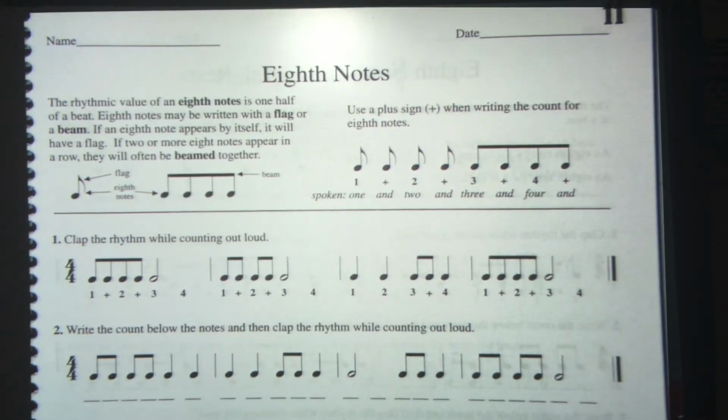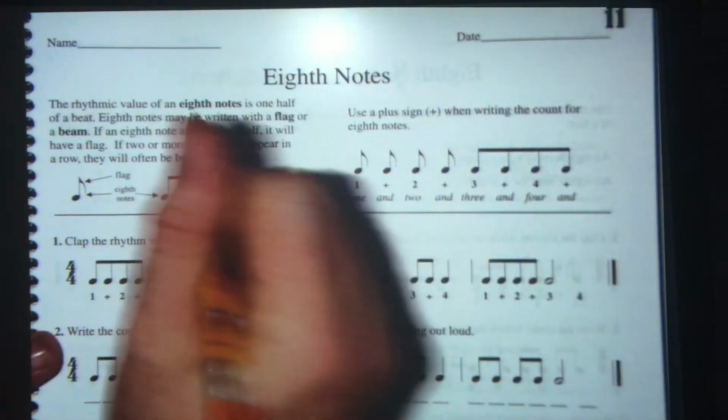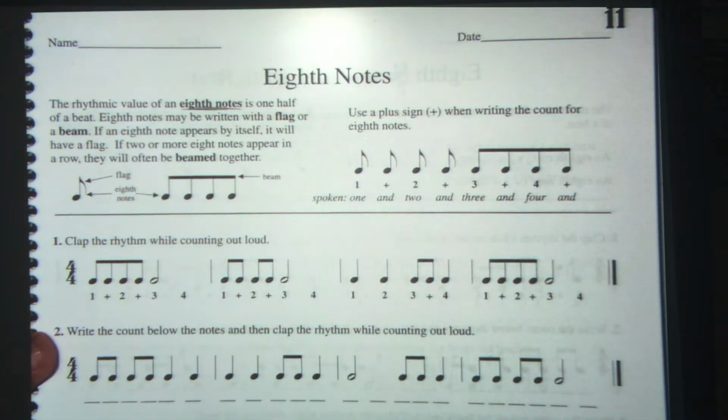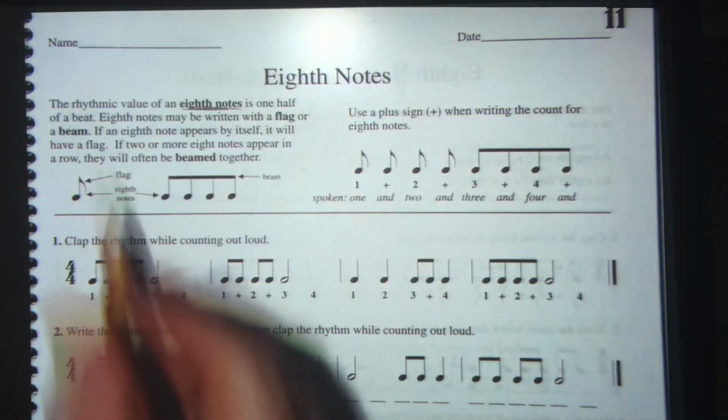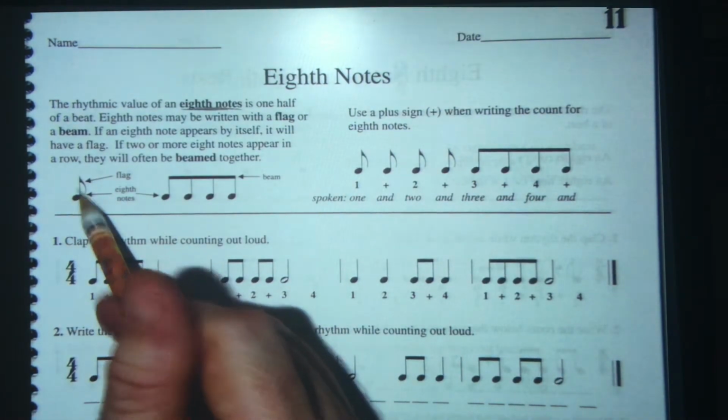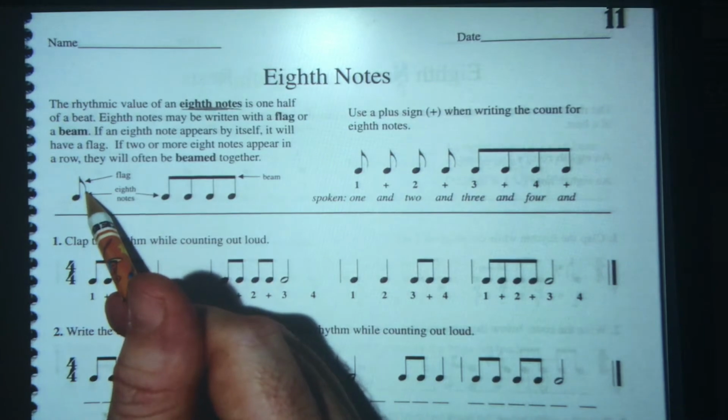Page 11 in your music theory workbook. This is eighth notes. The rhythmic value of eighth notes, another vocabulary word, is 1/2 of a beat. If an eighth note appears by itself, it will have a flag. There's an eighth note by itself. It looks like a quarter note with a flag on it.